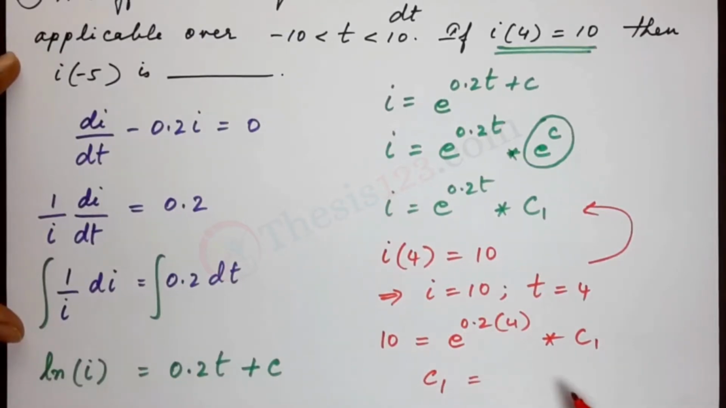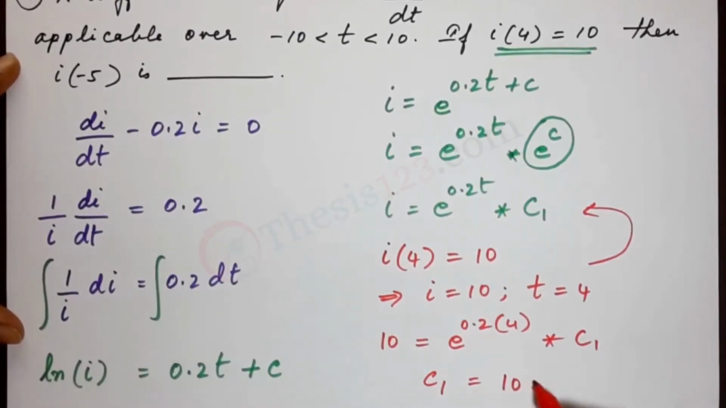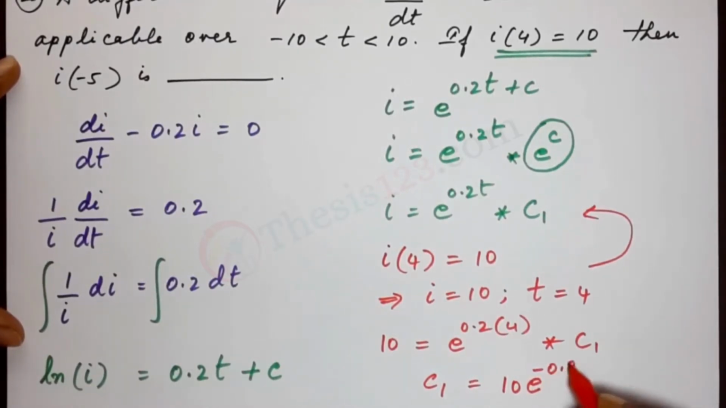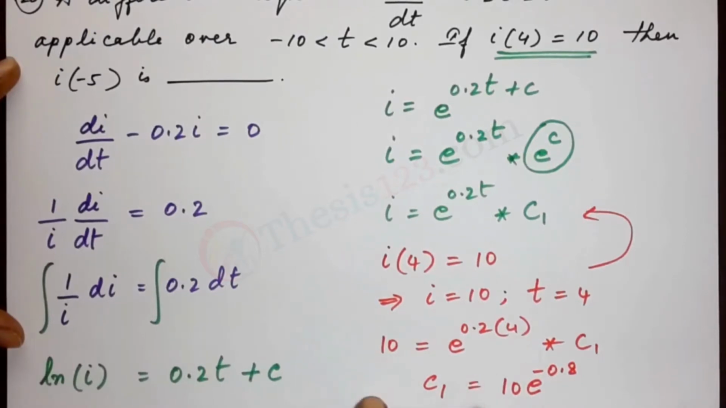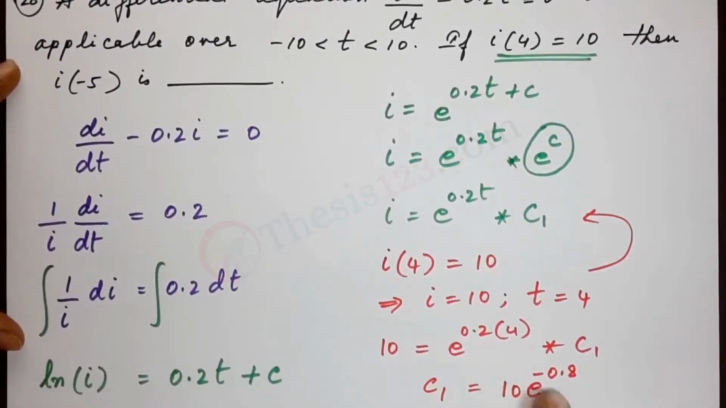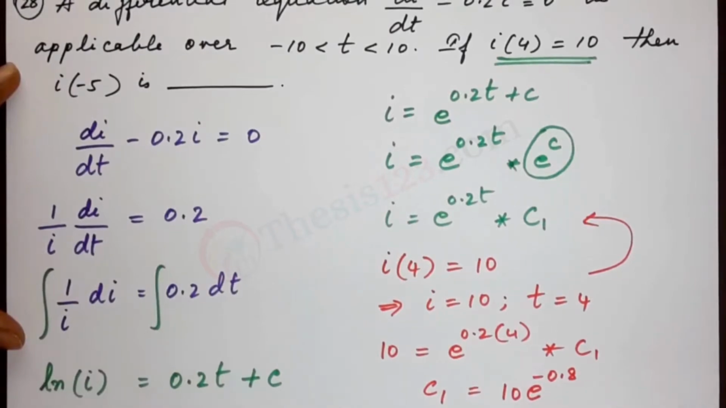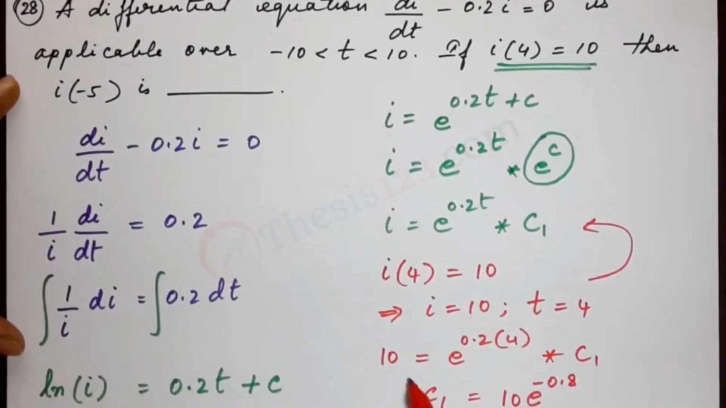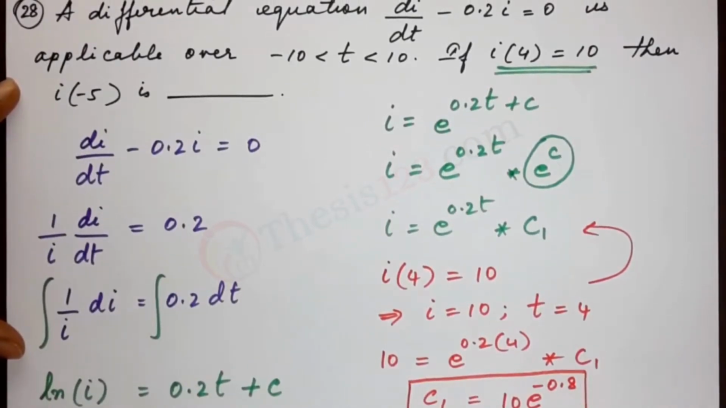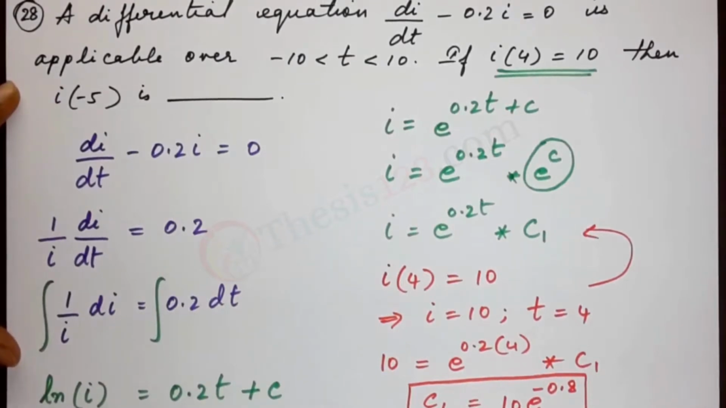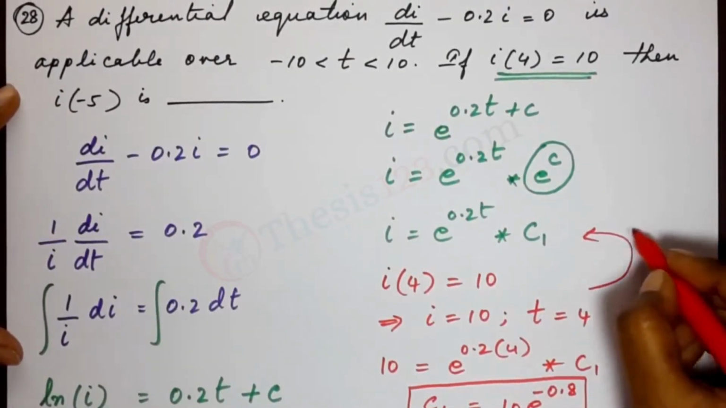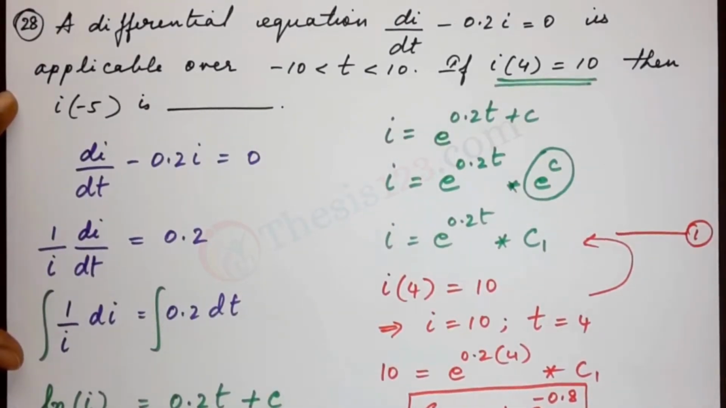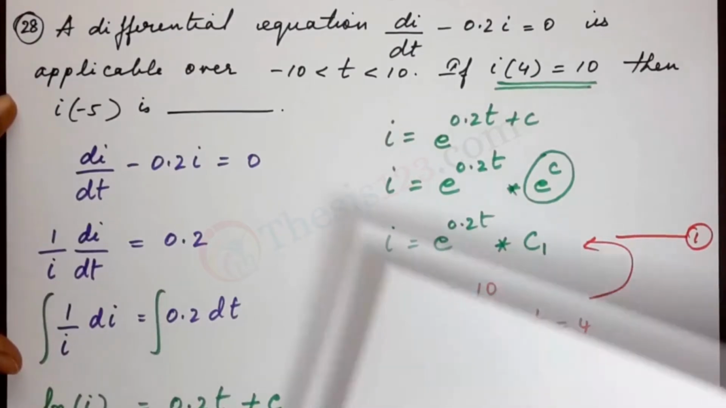So c1 should give us 10 into e power minus 0.8. So this is 10 divided by e power 0.8, which can be written as 10 into e power negative 0.8. Now that we have the value for c1, let's substitute this into the equation here. Let me just call this equation 1, that will be easier. Okay, so substituting the value of c1 into equation 1.